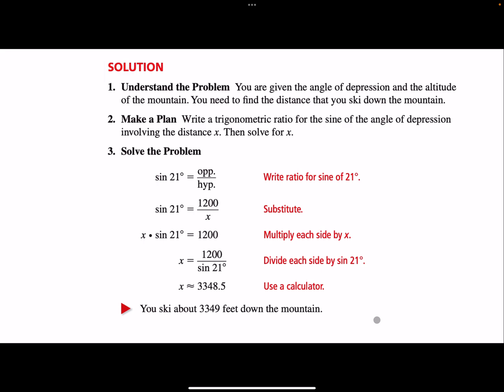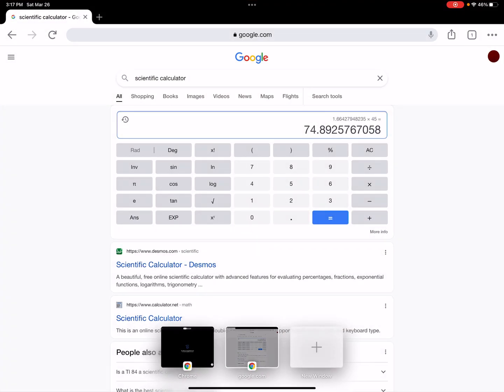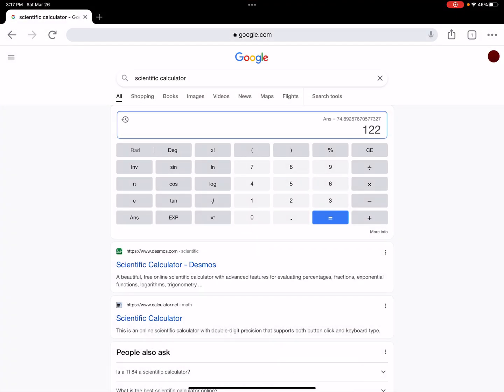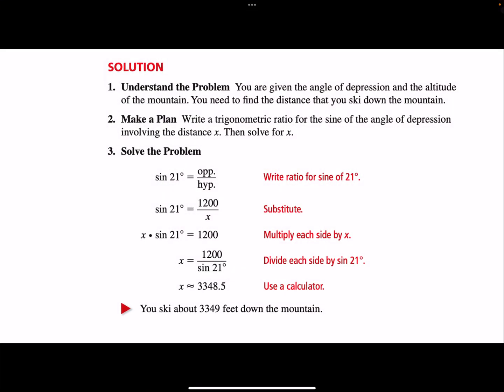Okay, and I could have done that on the calculator. 1200 divided by the sine of 21 equals the same exact number they got, 3,348.5, which rounds up because it ends in 0.5 to 3,349.